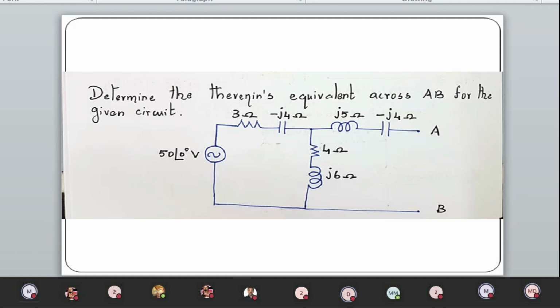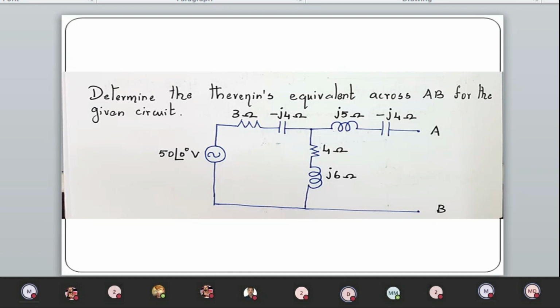Now, let us consider an AC network here. The goal of this problem is to find the Thevenin's equivalent across AB for the given circuit. Kindly understand, students, whenever an AC network comes into the picture, impedance is the contributing parameter and not resistance. You can notice that you have a few impedances here. We want Thevenin's equivalent across AB.